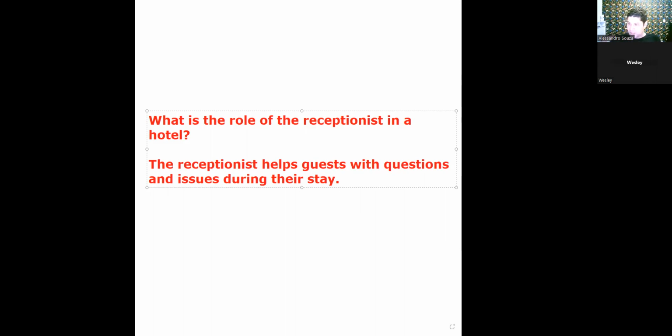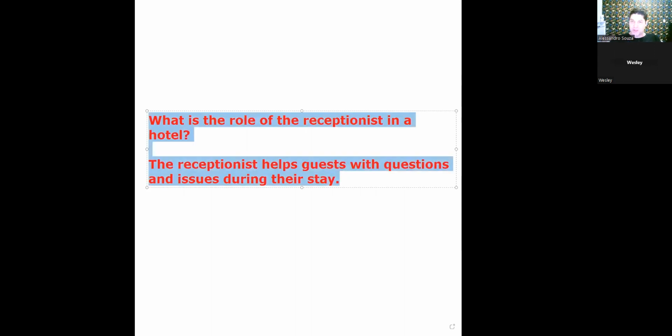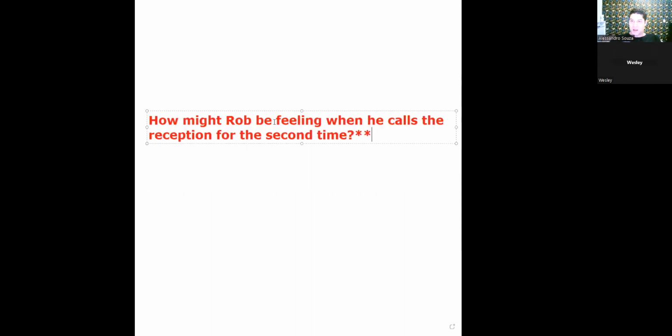Okay, so the question now is, how might Rob be feeling when he calls the reception for the second time? Let me help you with the vocabulary. Remember, the word feel, it's a verb, right? How do you feel? So, might, remember that word? Poderia? How might Rob be feeling when he calls the reception for the second time?